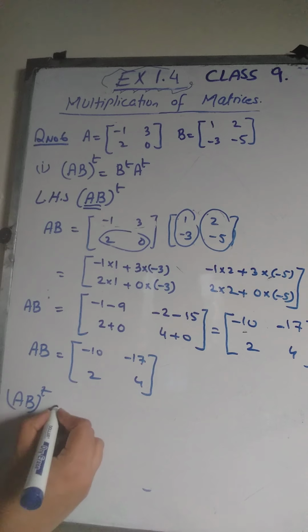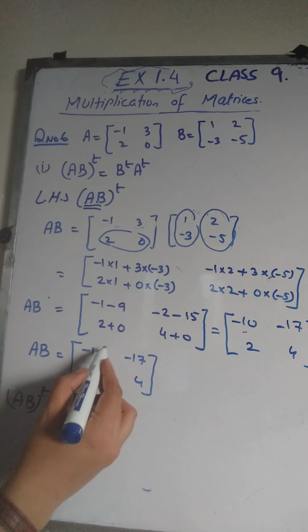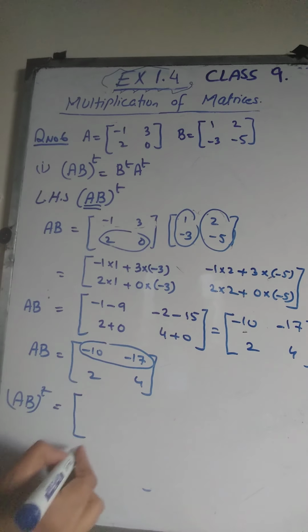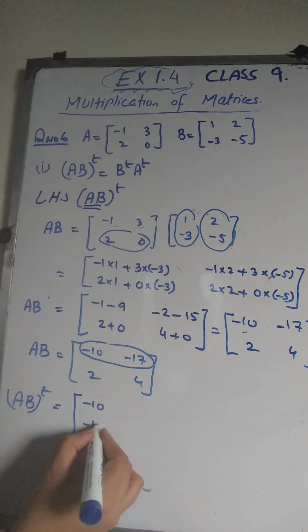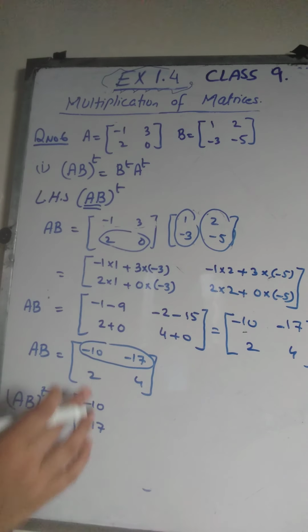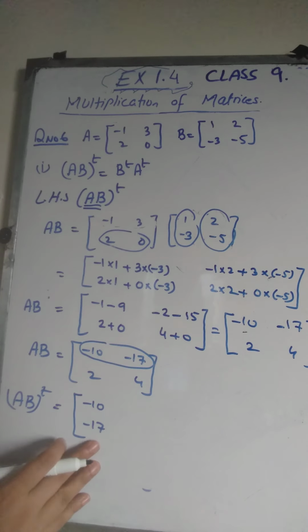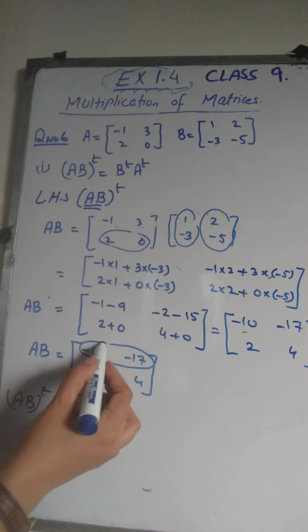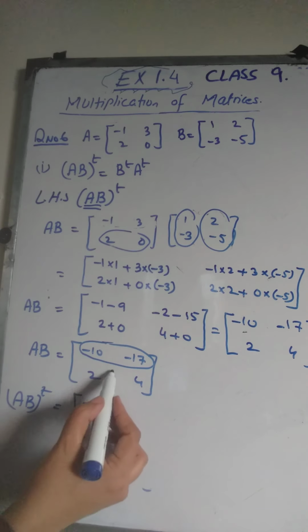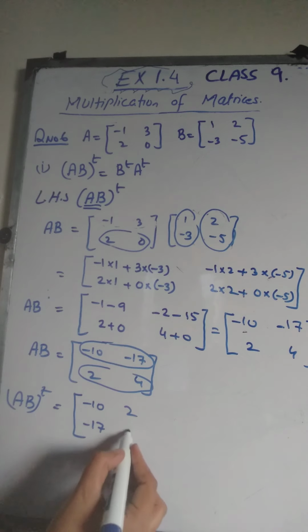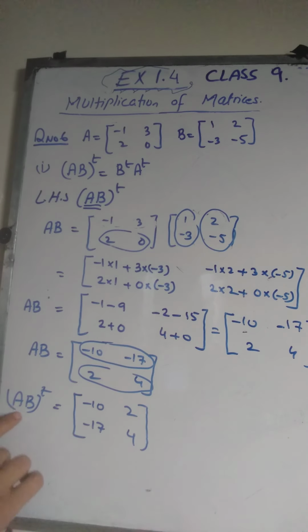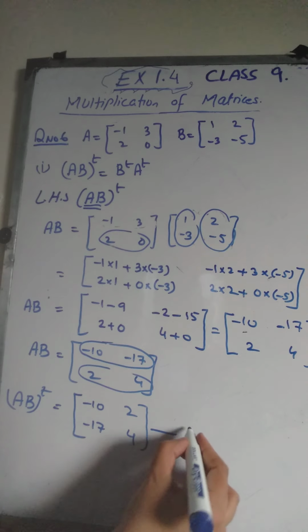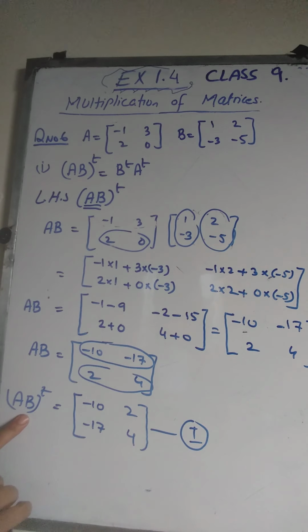Okay, how do we take the transpose of a matrix? What we do is we pick the first row and make it the first column, -10, -17. We have picked the first row and we make it the first column of the transpose matrix. This is the way we take transpose of a matrix, as we have done earlier. And then we will take the second row and make it the second column. That's it. This will be AB whole transpose, and the left hand side is complete. For the left hand side we have this expression. Okay, now we will do the right hand side.